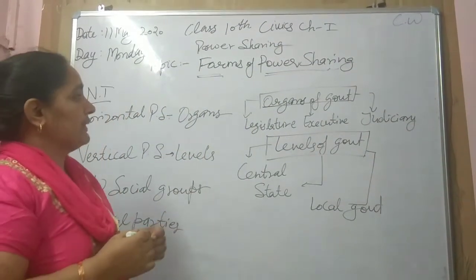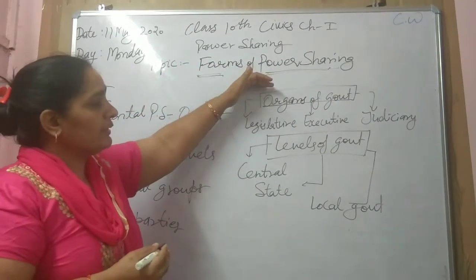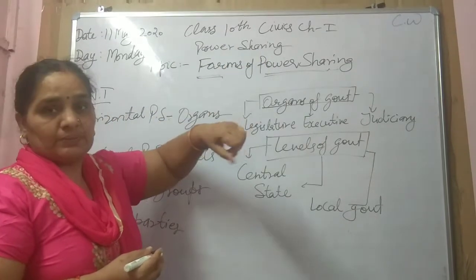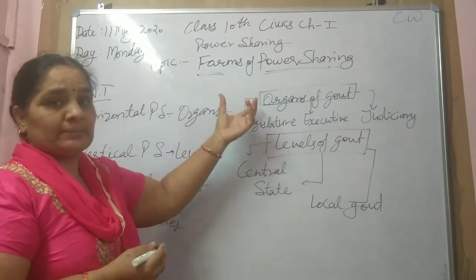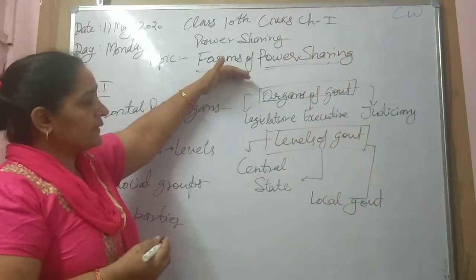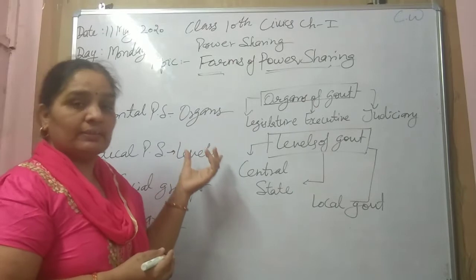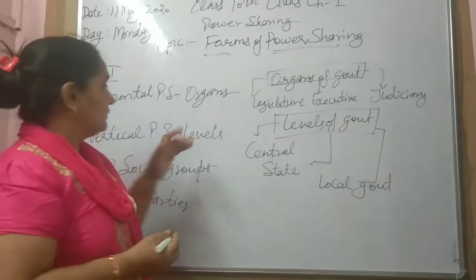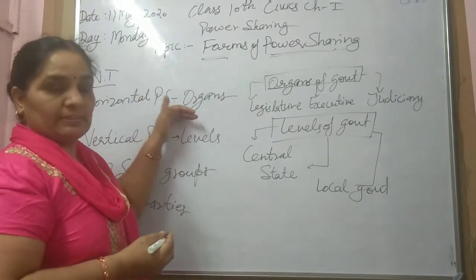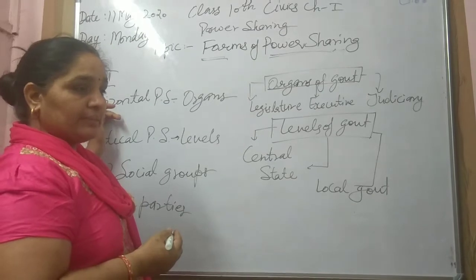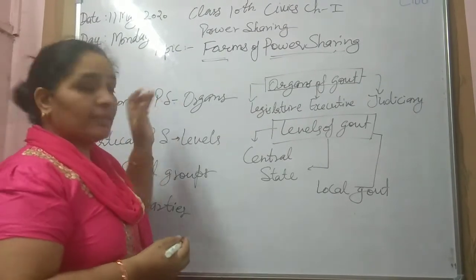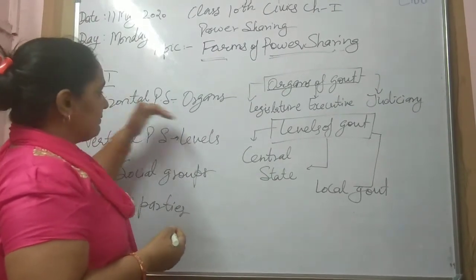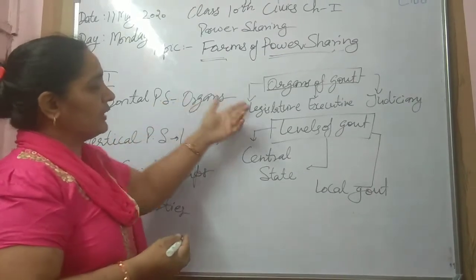In today's topic, we will discuss how we can share power in a country among different social groups, and how all the members can take part in the lawmaking process as well as in the decision-making process. So there are some types of power sharing. The first one is horizontal power sharing. Horizontal power sharing means the power can be shared equally, among the different organs of the government.